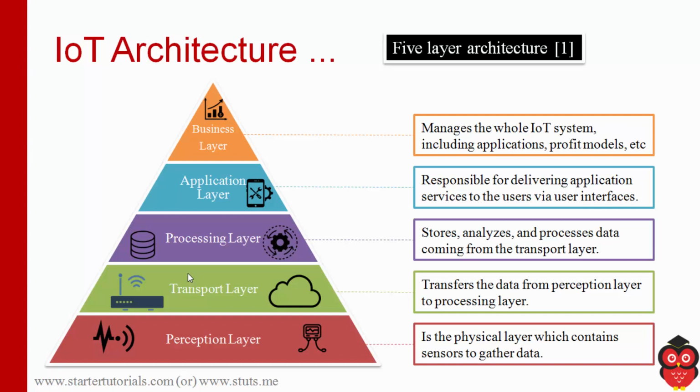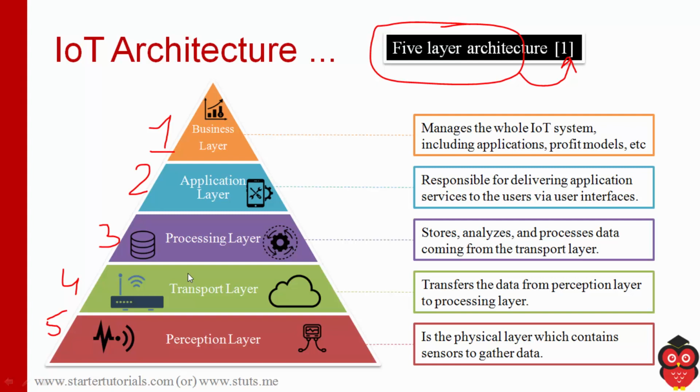So this is a 5-layer architecture coming from the reference 1, a paper you will see at the end of the session, right? According to this architecture there are 5 layers. So you have perception layer, transport layer, processing layer, application layer, and finally business layer. Okay, so perception layer, what are the different things here? The devices, right? IoT devices, sensors, actuators and other hardware component will be available in the perception layer.